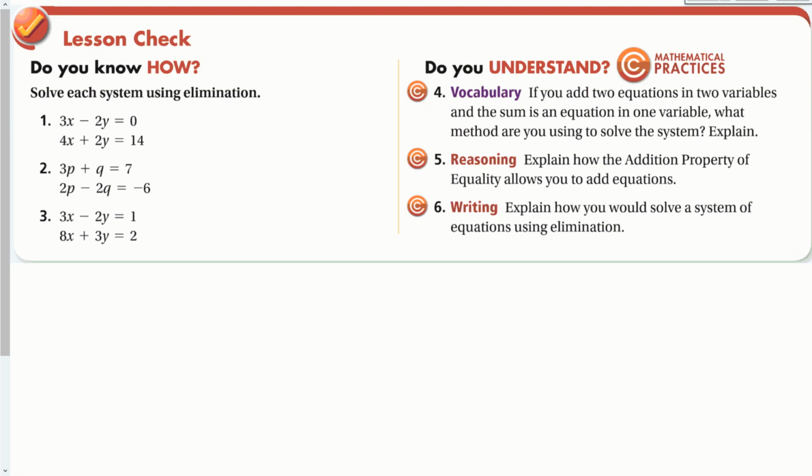Okay, so our lesson check. Solve each system. So this one, just add together. This one, multiply the top equation by a positive 2. And then this one, I would multiply the top equation by a positive 3, the bottom equation by a positive 2 to get these two to be positive 6 and negative 6.